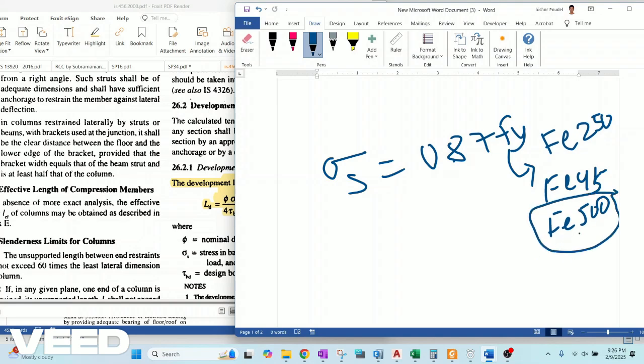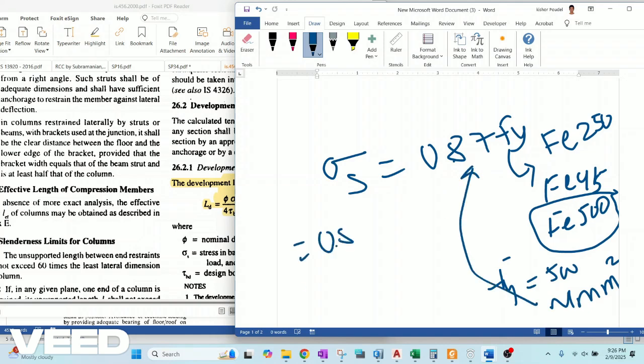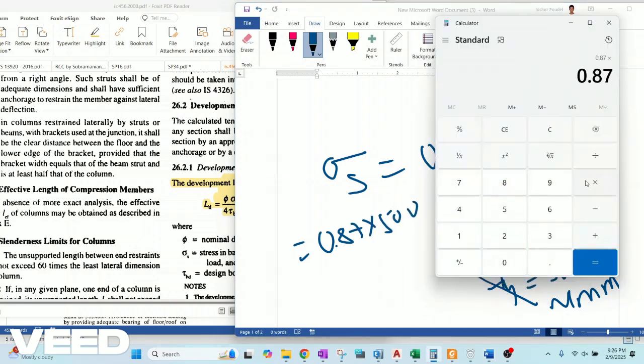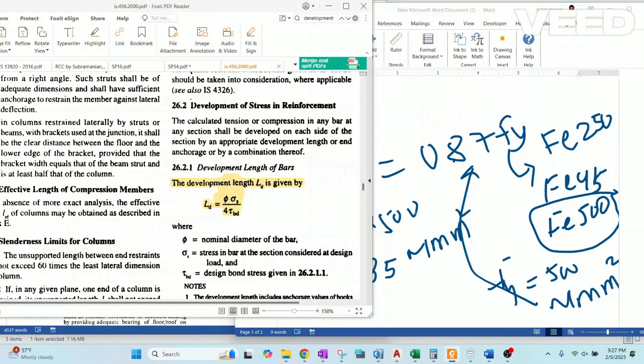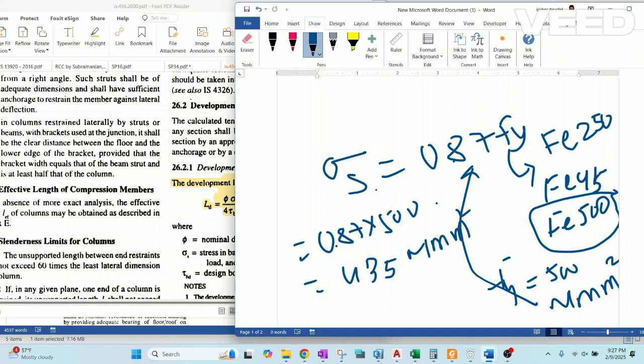For Fe 500 bars, Fy is 500 Newton per mm square. So you can put the value here: 0.87 into 500, that is 435 Newton per mm square. So we know the diameter of the bar, and we have calculated the value of sigma s.